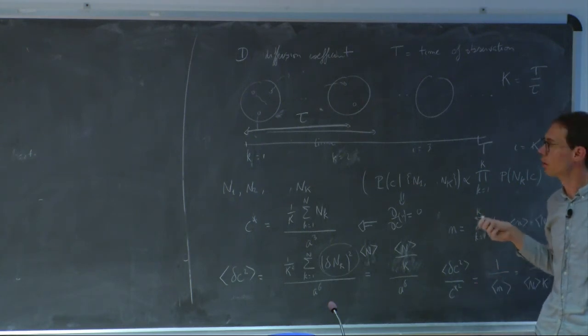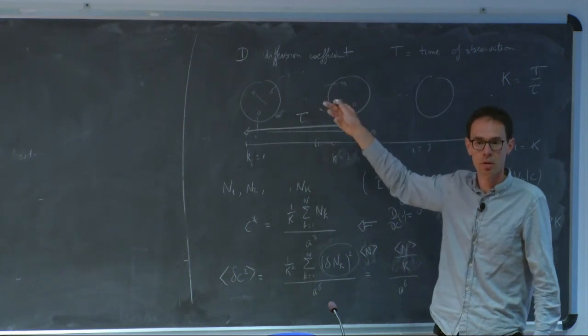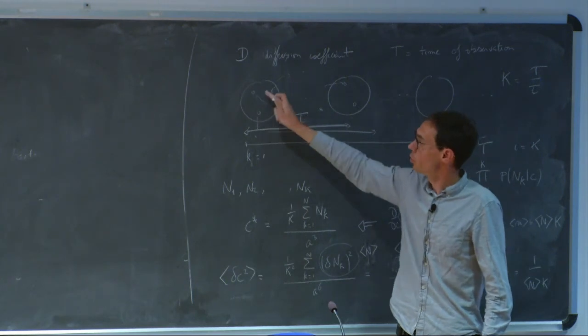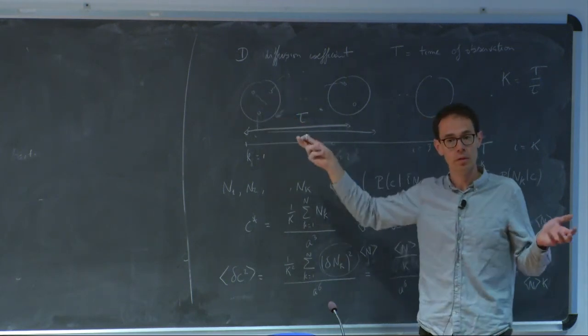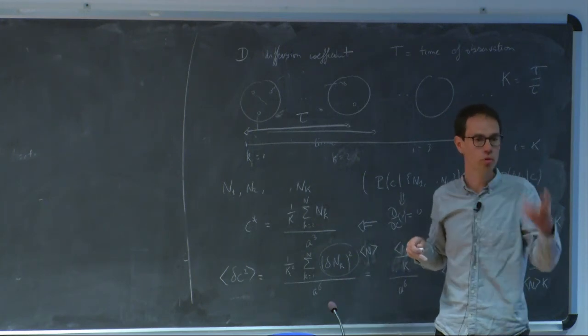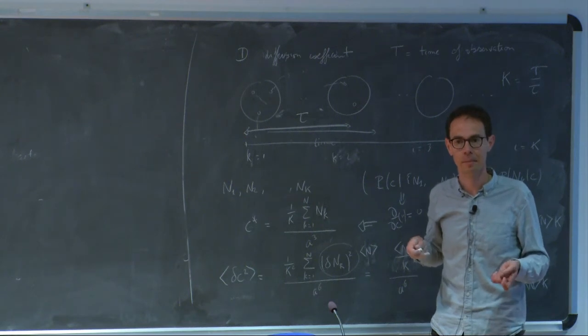Tau, as I said, is the time it takes to really make an independent measurement. In effect, it's the time I need for all the molecules that are here to diffuse out and new molecules to diffuse in. All right? So I need to renew the content of my measurement device. How long does that take?